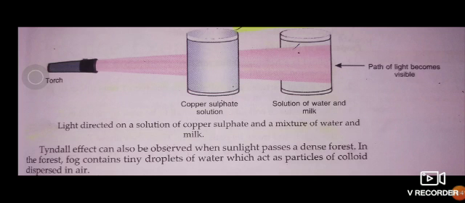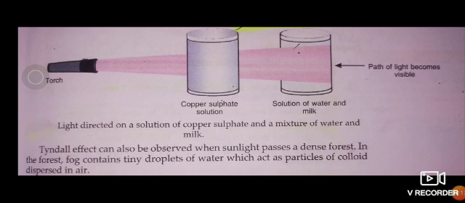After that, it passes through the emulsion, meaning the solution of water and milk, and the path becomes visible. Because this solution is a colloidal solution, the light is scattered by the particles in it and the path becomes visible. The Tyndall effect can also be observed when sunlight passes through a dense forest. If sunlight is passing through a dense forest, we can see the Tyndall effect there.